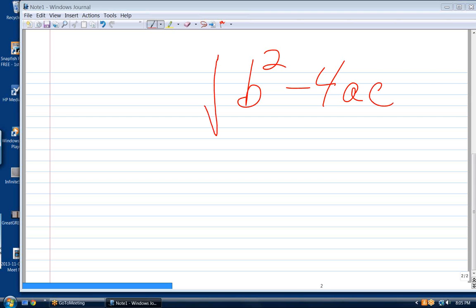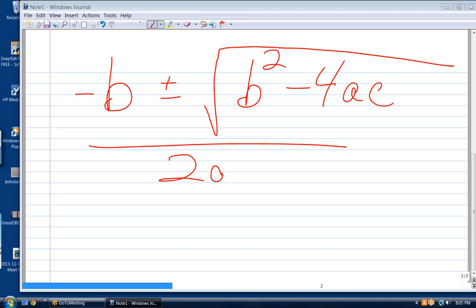The reason it has its own special name is because a lot of times the first thing you want to do when you have a quadratic is to determine whether or not you have real solutions or complex solutions. And that's determined by whether that is positive or negative. So you analyze the discriminant. If it's positive, you have real solutions. If it's negative, you have complex solutions.